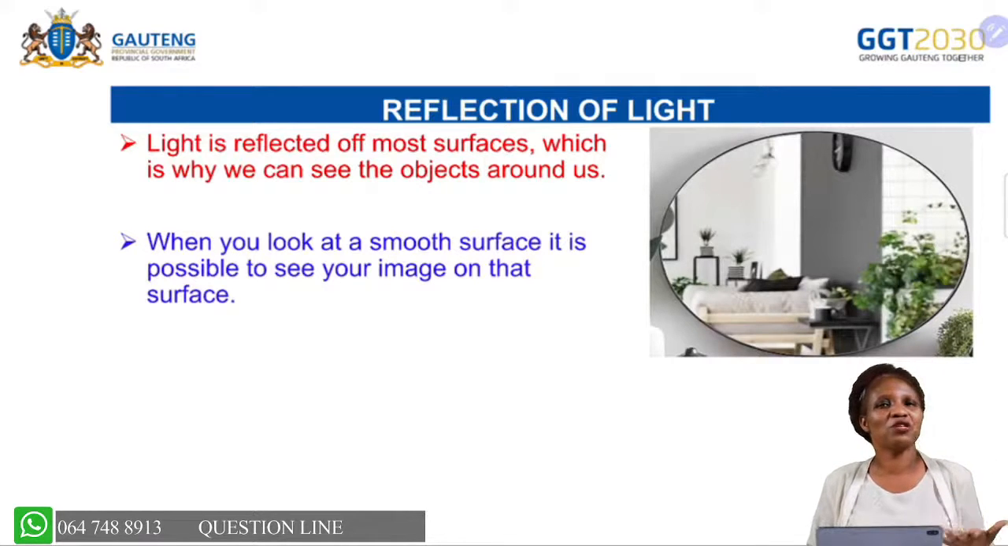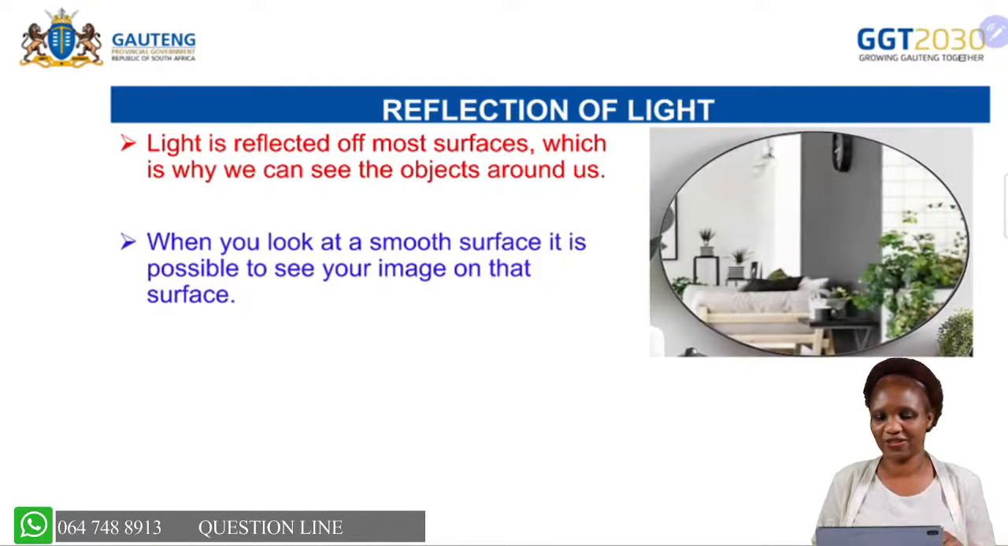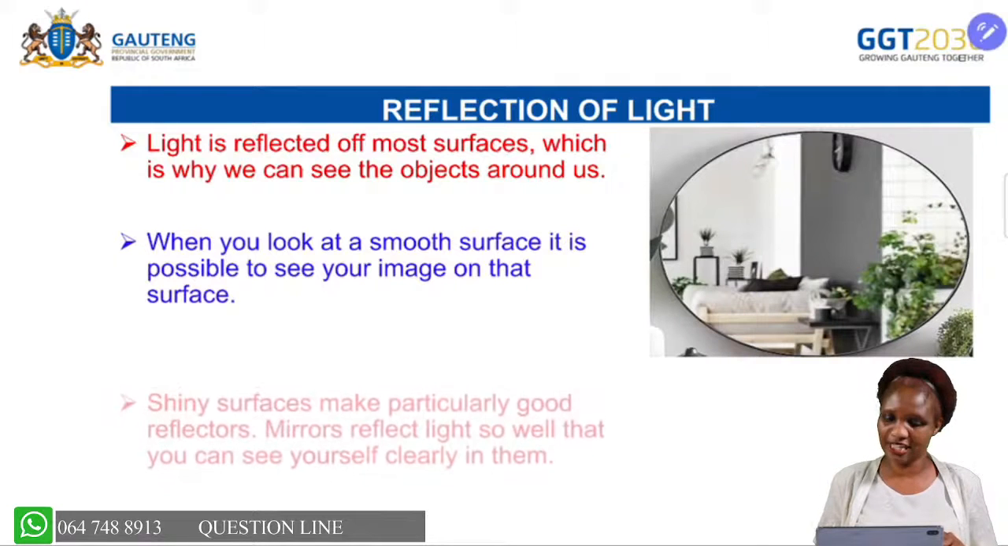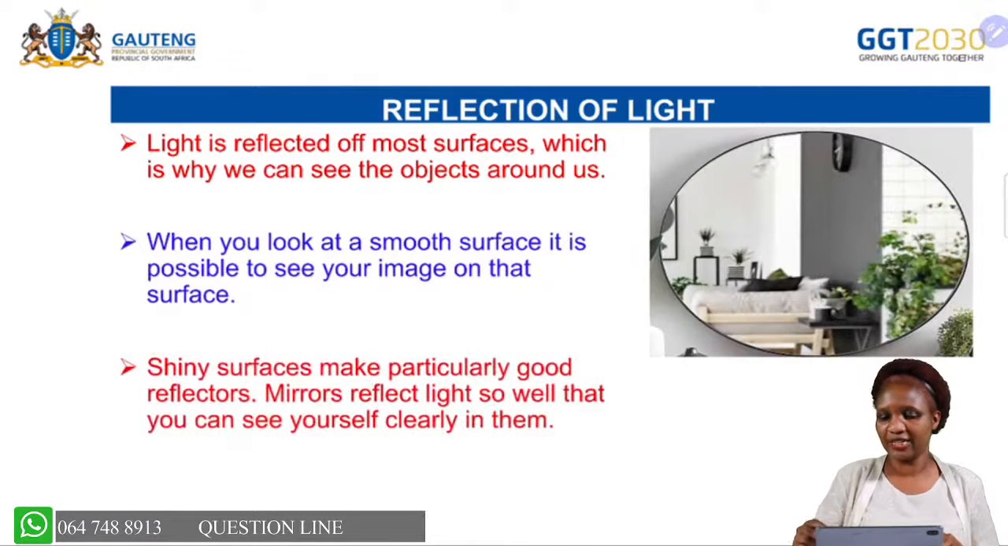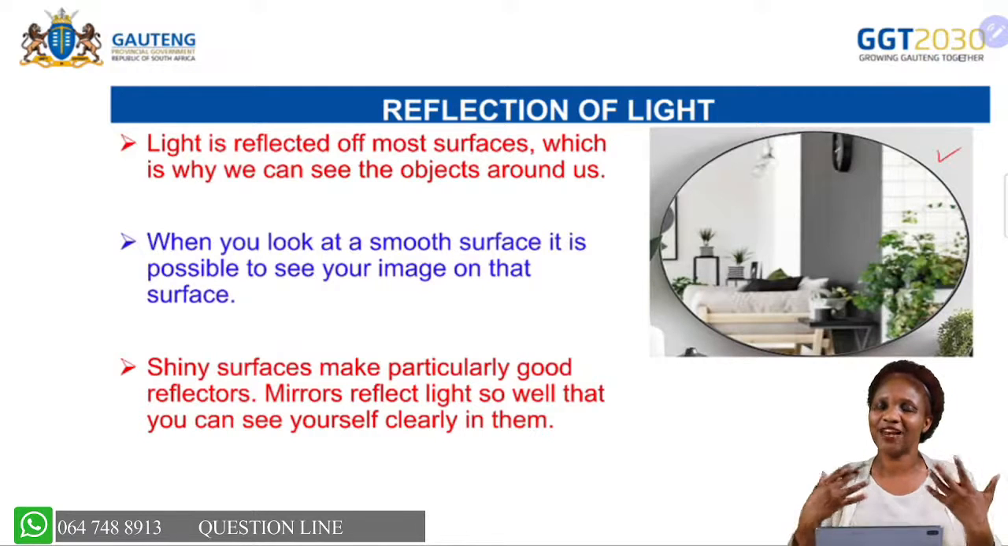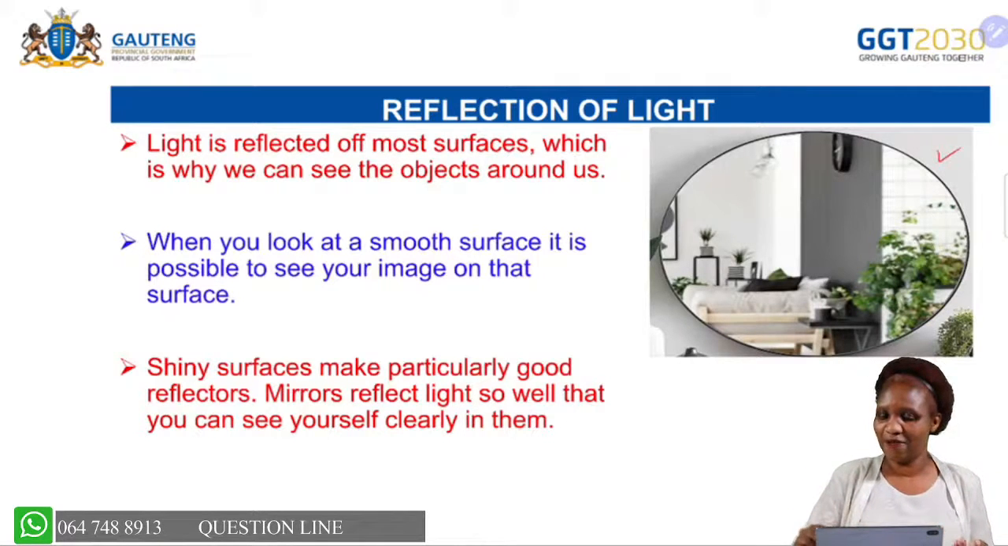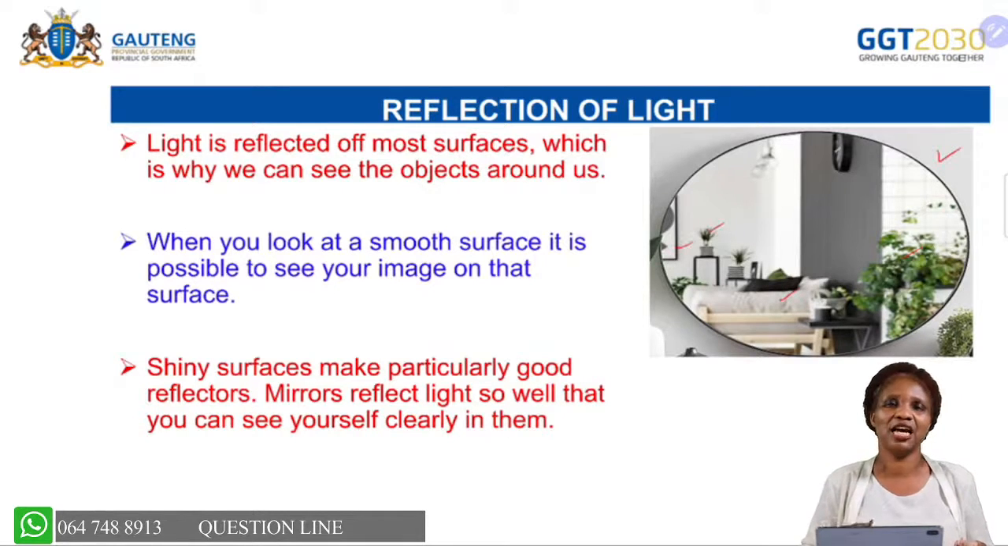Even using your phone, you can see your image. Okay, because it has got a what? A smooth surface. Okay, we've got an example of a mirror there. You can see this mirror here, grade 8. And then it is reflecting flowers. So far, it is reflecting a lot of things that are in the room.